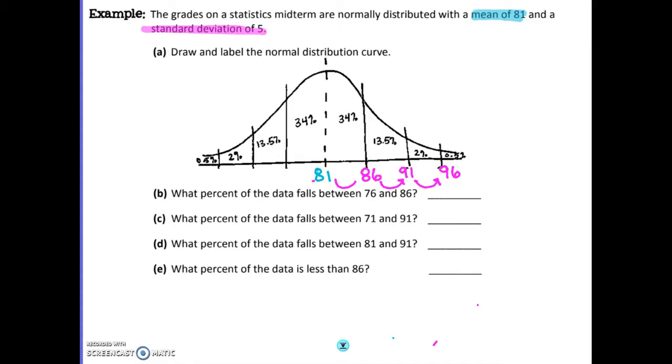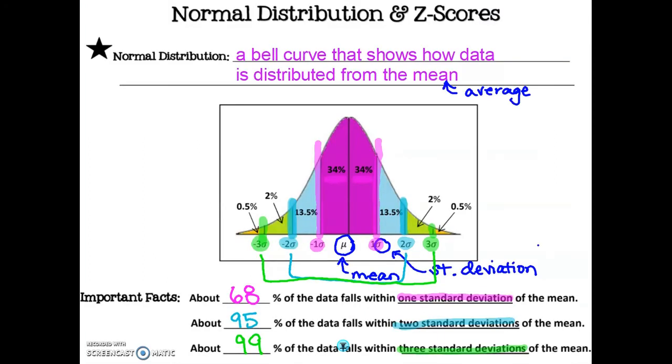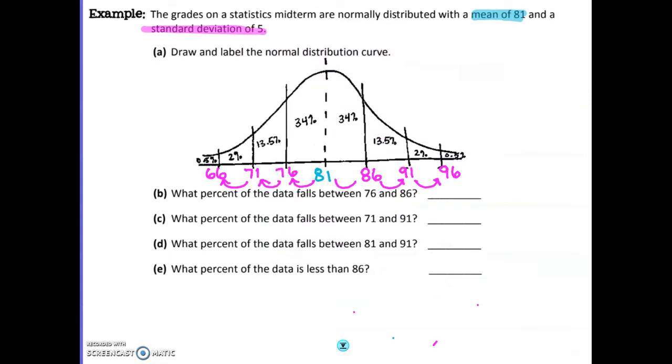So now, instead of adding 5, I'm going to subtract 5 to go below my mean. So 81 minus 5 will give me 76. Then I subtract 5 to get to the next standard deviation, and I subtract 5 to get to the third standard deviation below my mean. So it looks just like our normal distribution on the first page. I'm just now putting in numbers based on the grades we were given in this problem.